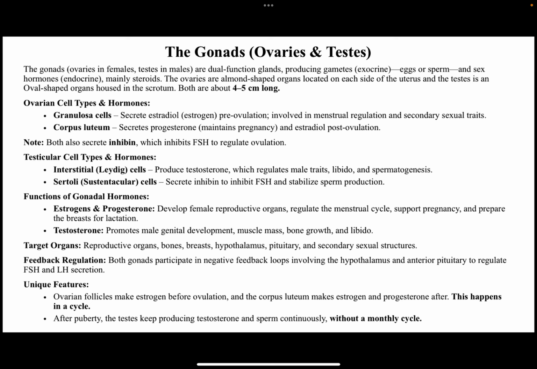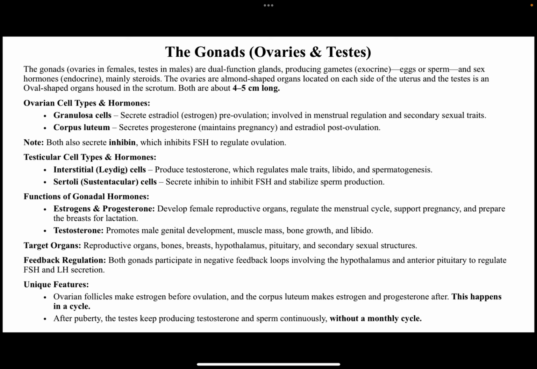Okay, now when you are asked to mention the functions of the corpus luteum: it secretes progesterone, which maintains pregnancy, and it also secretes estrogen post-ovulation. Apart from that, you can also talk about the fact that both granulosa cells and corpus luteum secrete inhibin, which inhibits follicle-stimulating hormone to regulate ovulation. Okay, and these functions are very important, especially in anatomy.